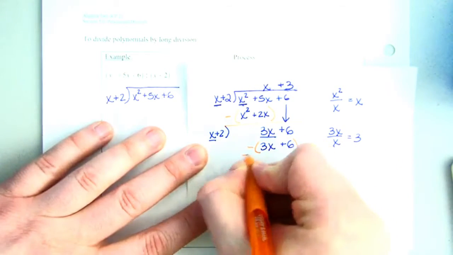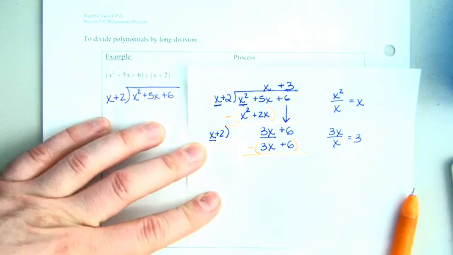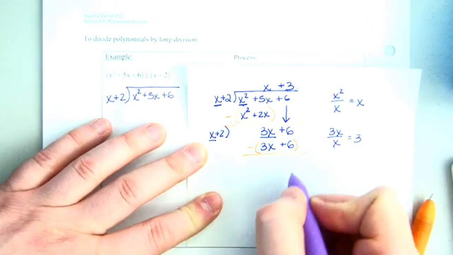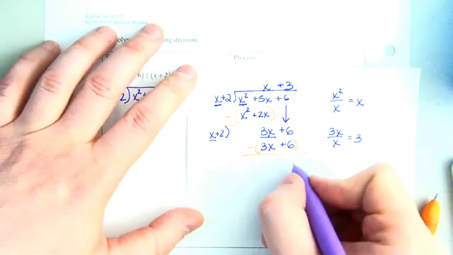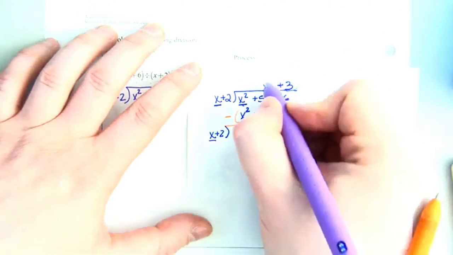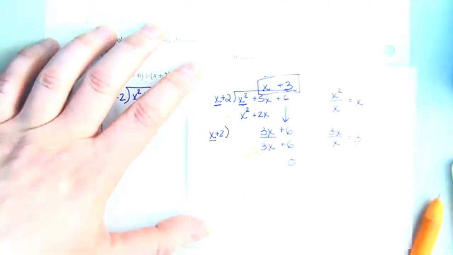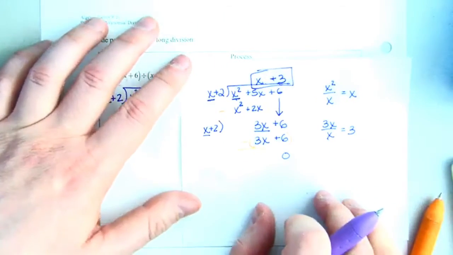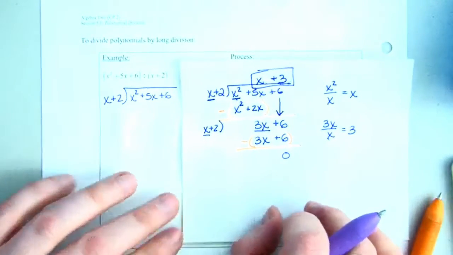Parentheses there, I'm going to subtract. 3x minus 3x gives me 0. 6 minus 6 gives me 0. I'm done. There's no remainder. We'll deal with remainders later. And I've got my answer. X squared plus 5x plus 6 divided by x plus 2 is x plus 3.